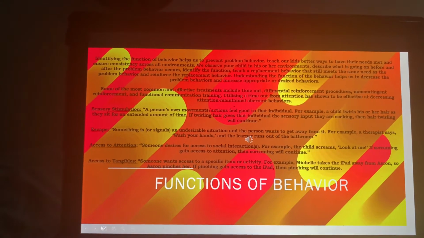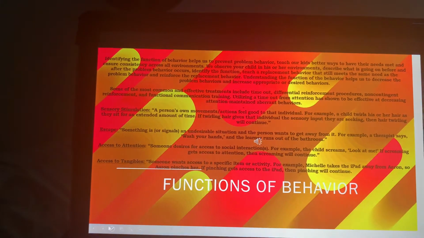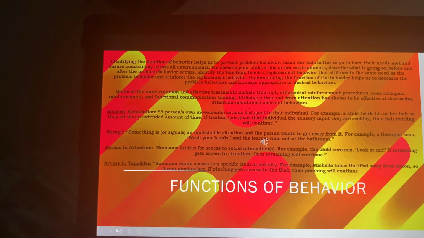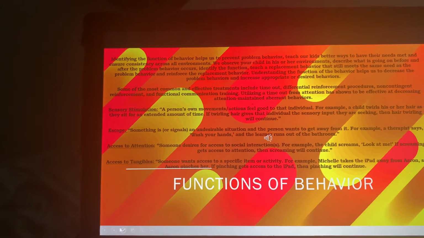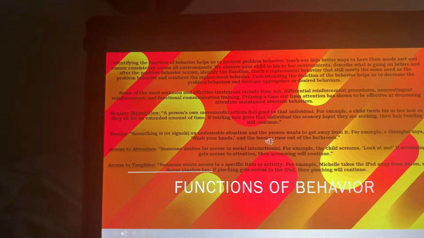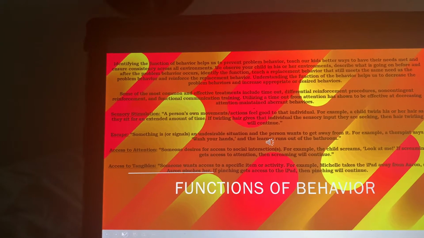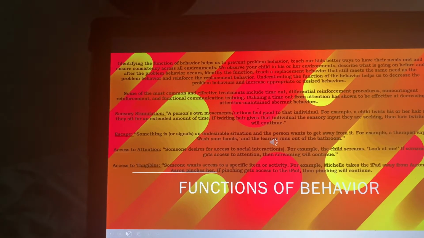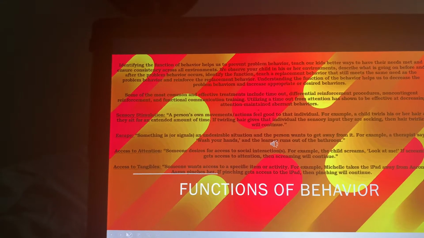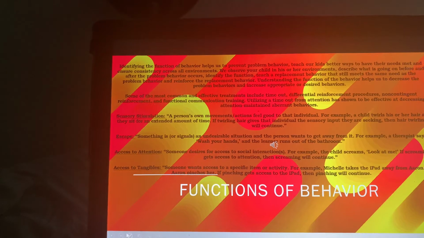Sensory stimulation. A person's own movements and actions feel good to that person. For example, a child twirls his or her hair as they sit for an extended amount of time. If twirling hair gives that individual the sensory input they're seeking, then hair twirling will continue.